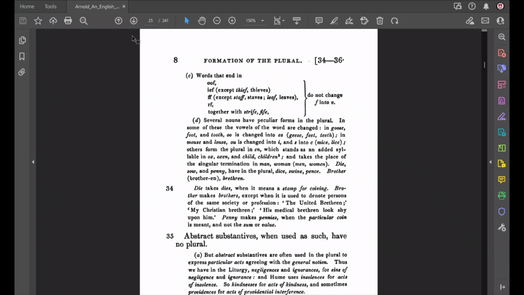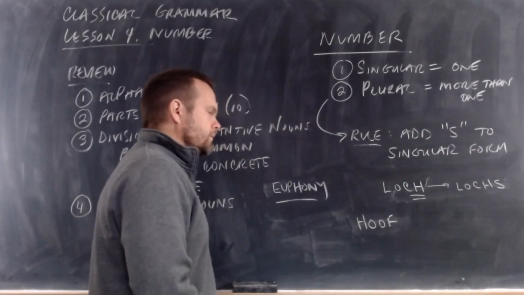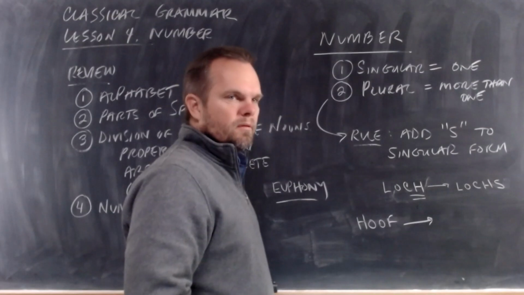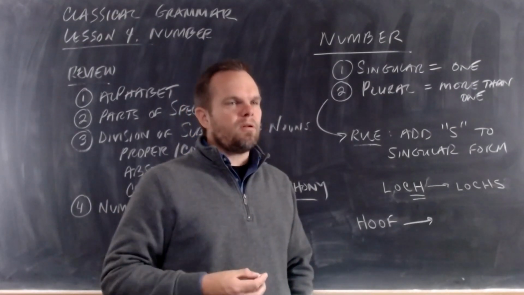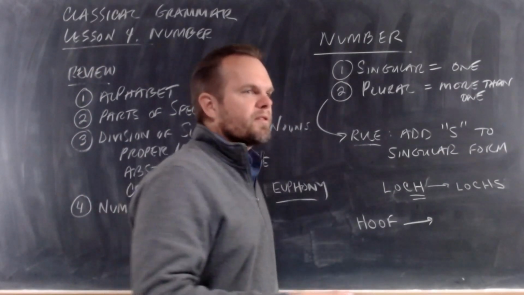And you'll see that even these rules and even these exceptions aren't true. So it says, words that end in OOF do not change F into V. So if we took like the hoof of an animal, if we took the hoof of an animal, how would we form the plural? Have you ever heard the plural of hoof? How would you say? You would say hooves, right?